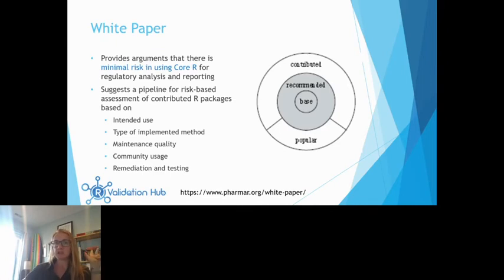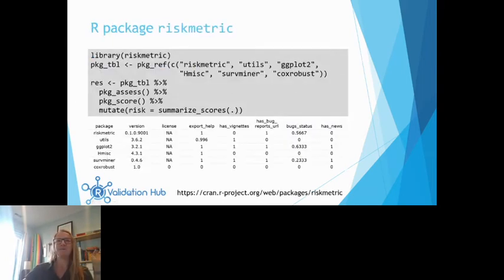So that was the theory, as I put it in quotes. But there are also tools. The riskmetric package really supports the risk-based validation of R packages.